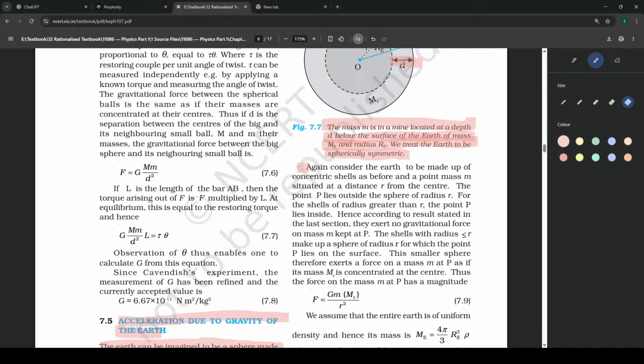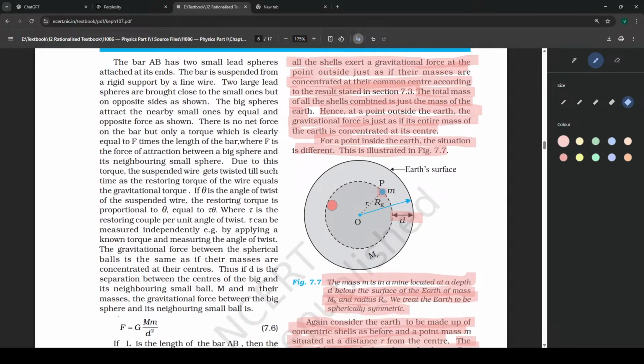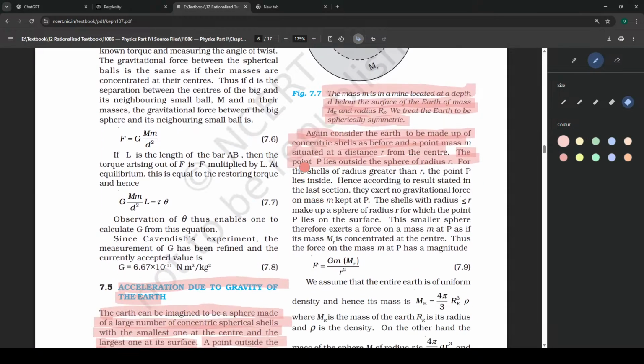Again, consider the Earth to be made up of concentric shells as before, and a point mass m situated at a distance r from the center. The point P lies outside the sphere of radius r. For the shells of radius greater than r, the point P lies inside. Hence, according to the results stated in the last section, they exert no gravitational force on mass m kept at the point P.